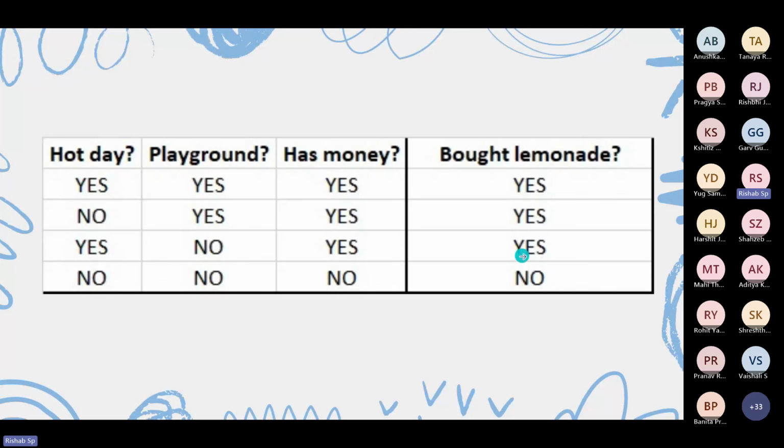Even for the sales, he doesn't have many numbers, right? So if it's not a hot day, but there is a playground and they have money, then yes, they might buy some lemonades. So we'll find the probability, say there is an 80% chance that they will buy lemonade. We'll find the probability for these 4 cases. That is basically logistic regression. Simple.